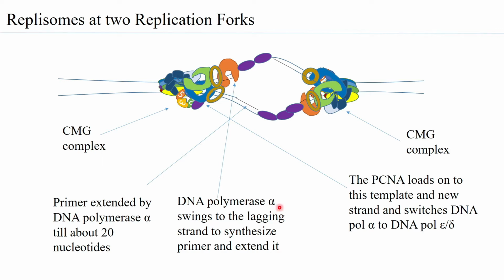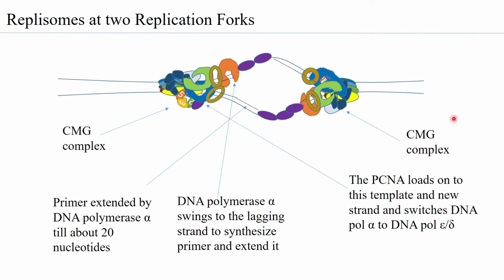The fidelity of DNA polymerase alpha is about 10 raised to minus 3 to 10 raised to minus 4, while for DNA pol epsilon and delta it goes as high as 10 raised to minus 5 to 10 raised to minus 6. So definitely the fidelity and the processivity of DNA polymerase epsilon and delta is much greater, and hence there is a switch from DNA polymerase alpha to DNA polymerase epsilon and delta.